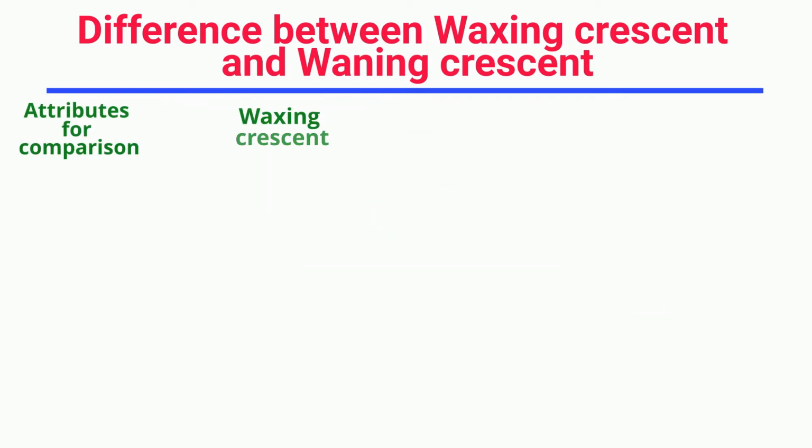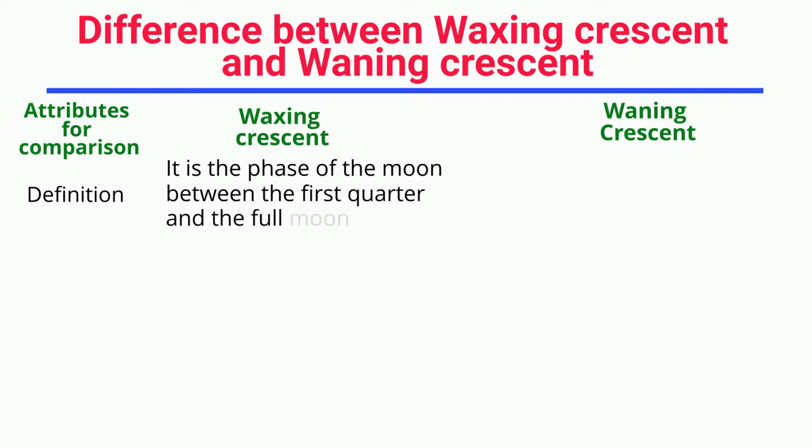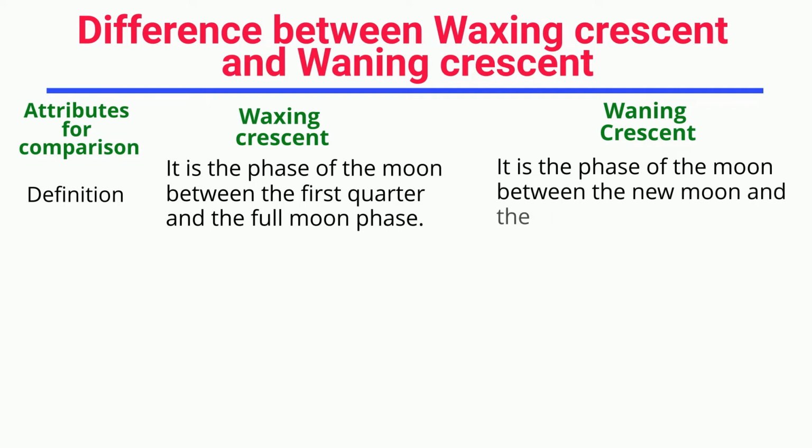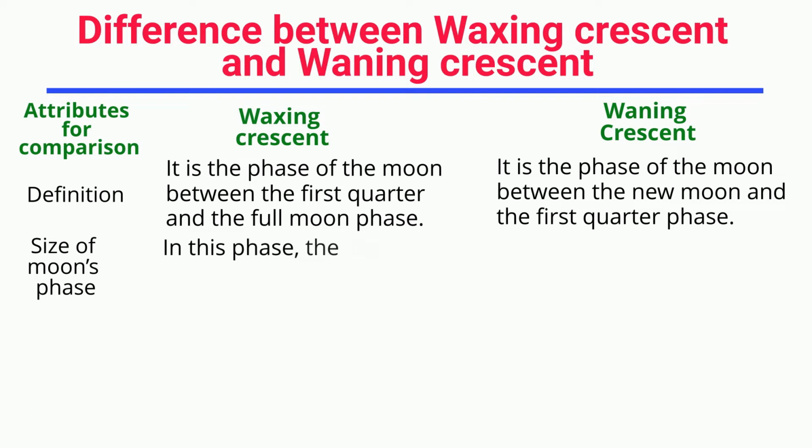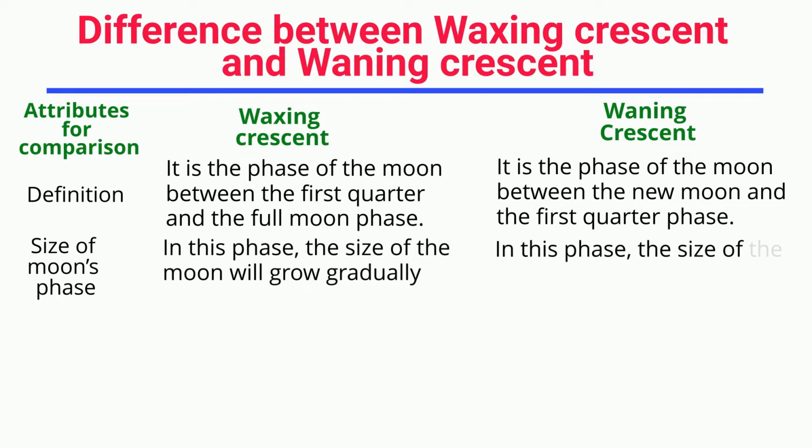Attributes for comparison: waxing crescent, waning crescent. Definition: the waxing crescent is the phase of the moon between the new moon and the first quarter phase, while the waning crescent is the phase between the first quarter and the full moon phase. Size of the moon: in the waxing phase, the size of the moon will grow gradually. In the waning phase, the size of the moon will shrink gradually.